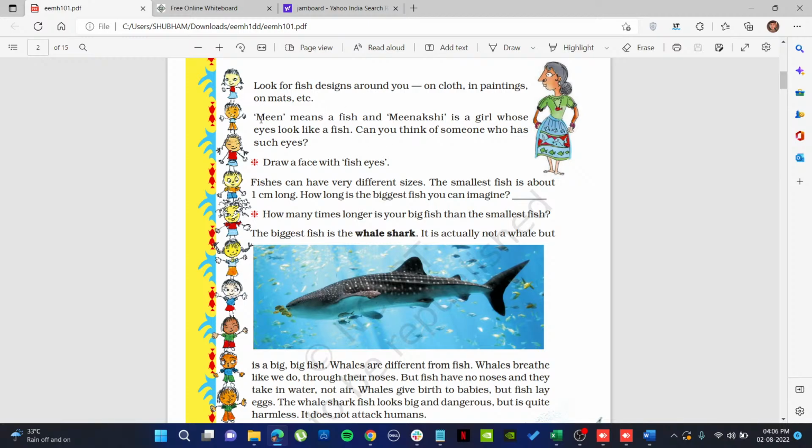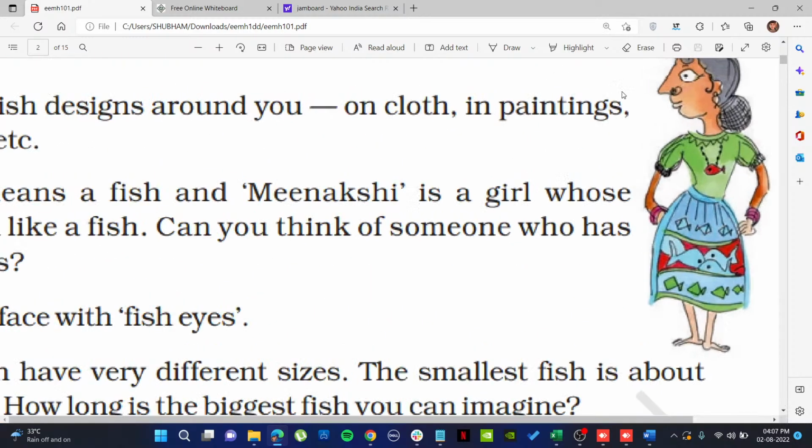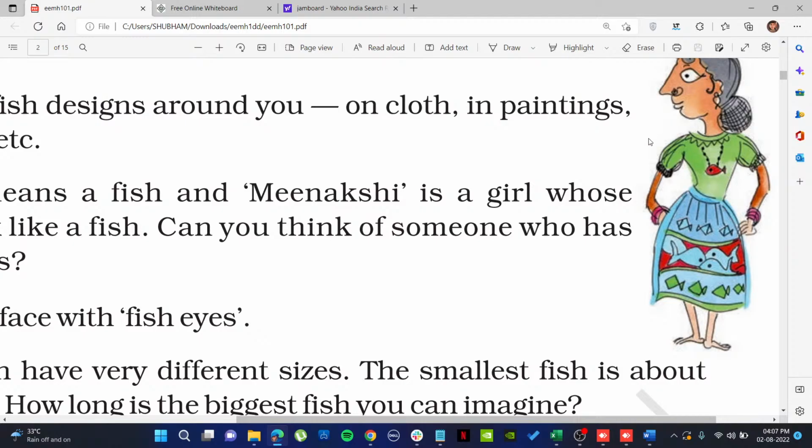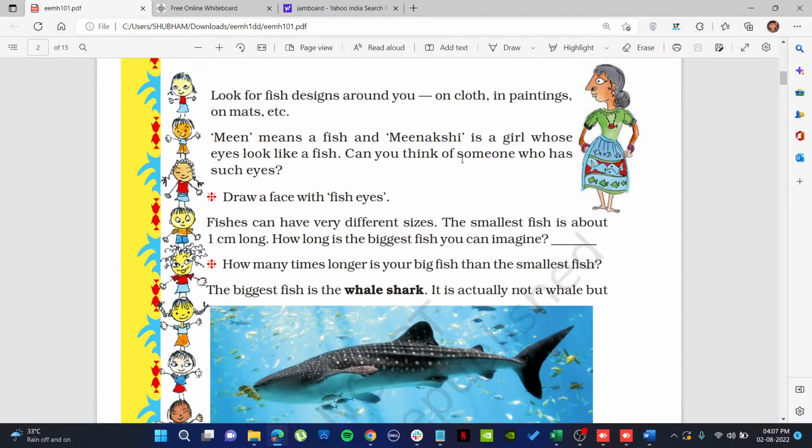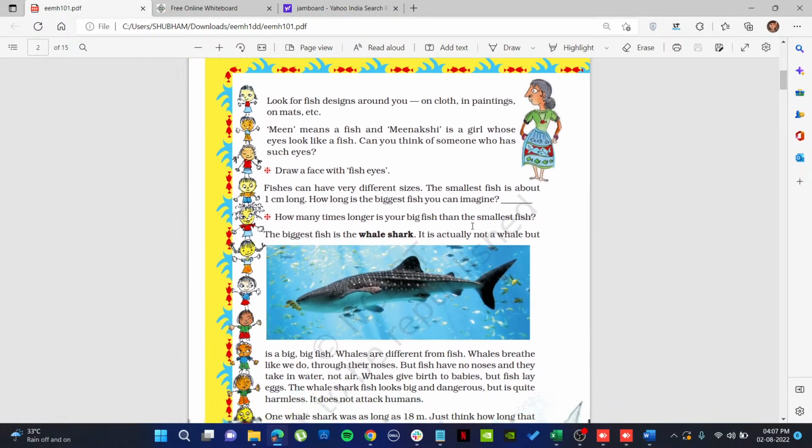Let's explore another point. Meen means a fish and Meenakshi is a girl whose eyes look like a fish. If we look at this girl, her name is Meenakshi, and if we look into her eye, we observe that its shape looks like a fish. Okay, can you think of someone who has such eyes?